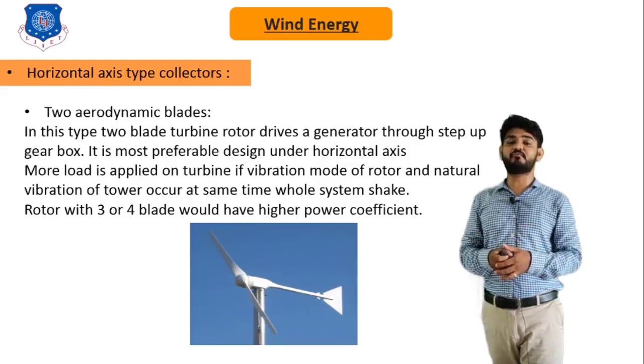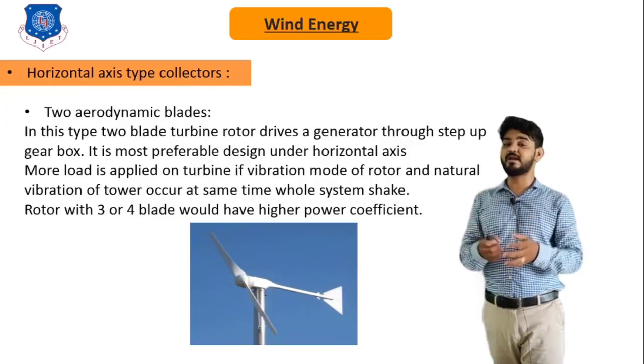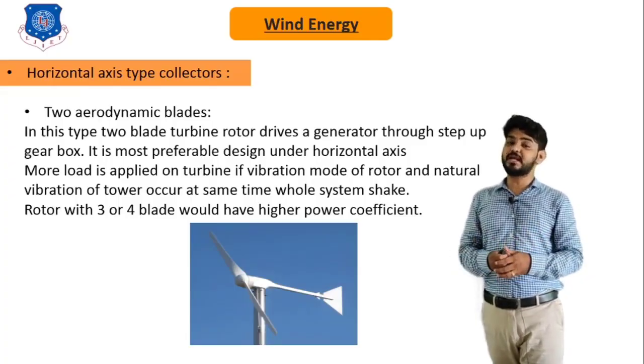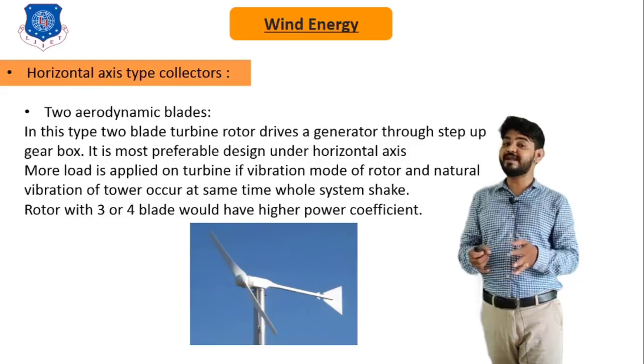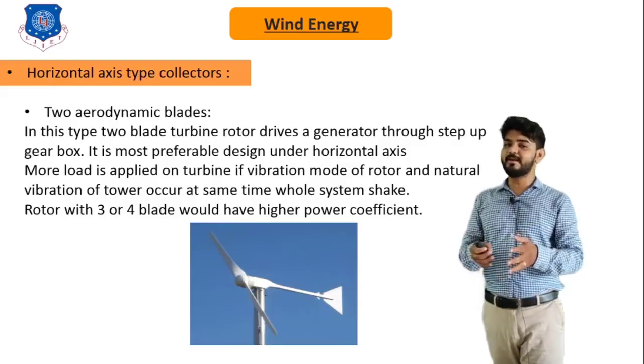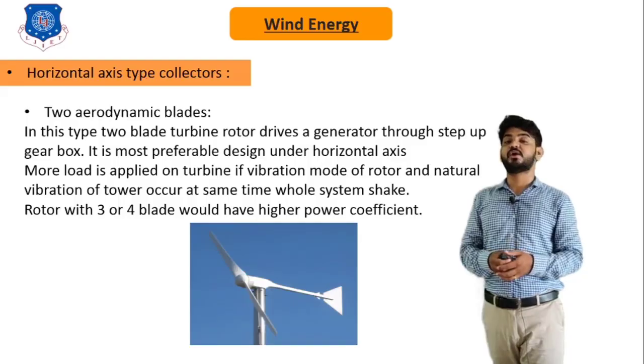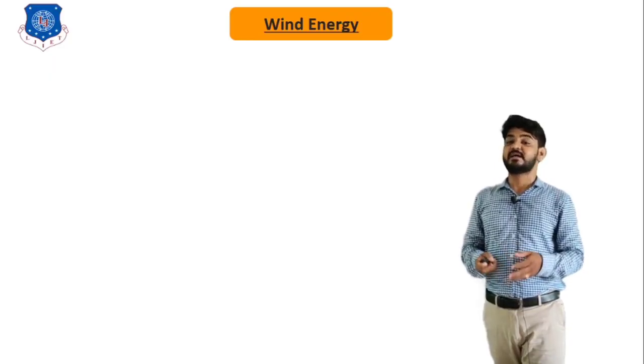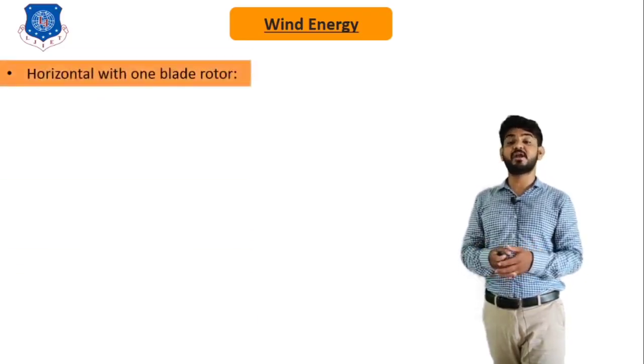The more blades, the higher the power coefficient, but it also increases the capital cost of the wind energy conversion system. Hence, it is preferable to have 2 to 3 blades on the hub of a wind energy conversion system. Here is the image of an aerodynamic rotor which consists of only 2 blades, hence it is relatively lower in cost.